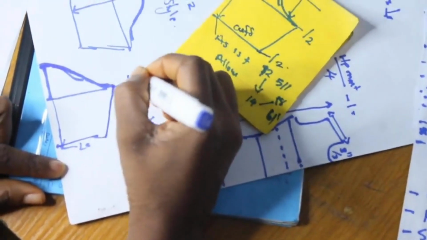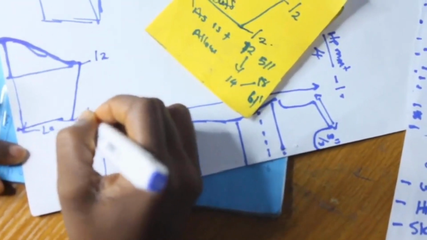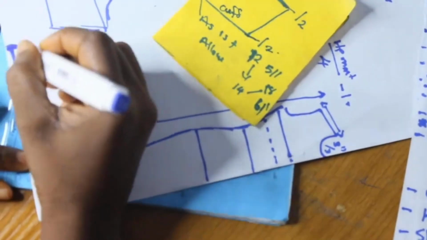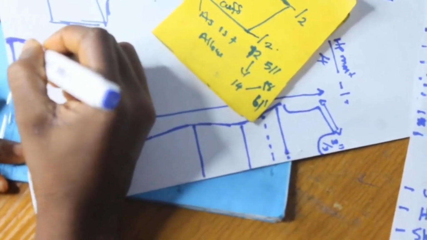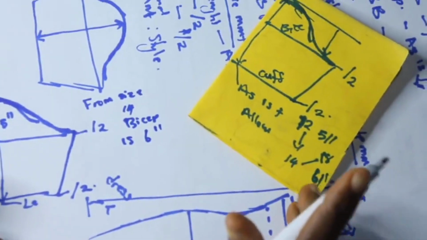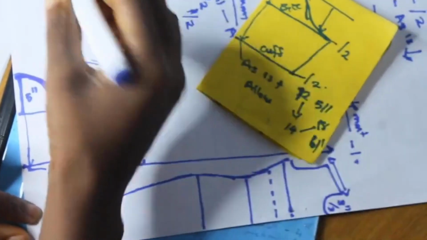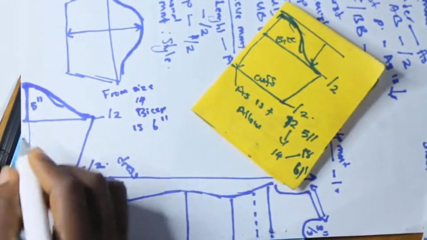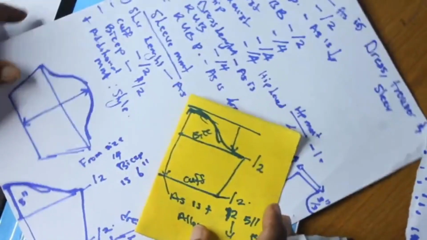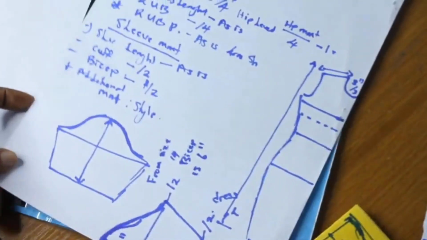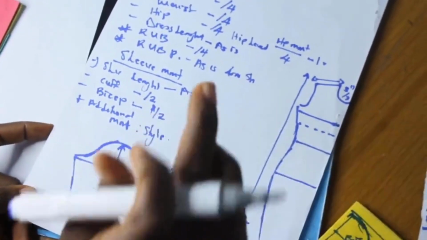This one divide by 2, this one divide by 2 inches. This one from here to here is 5 inches. When we are drafting the basic block, that's when we'll now start doing front and back of the sleeve. So for now, this is all you need, and this is how you apply the measurements for your sleeve.